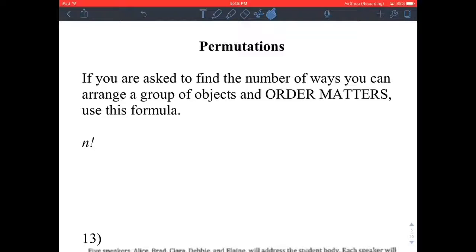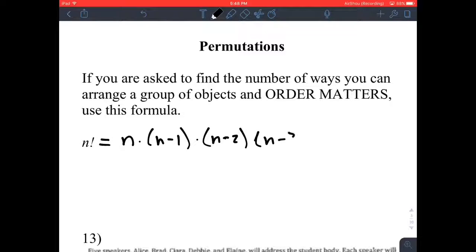Okay, so I guess I got ahead of myself. Let's just talk about permutations. If you're asked to find the number of ways you can arrange a group of objects and the order matters, use this formula. It's n factorial, which means n times one number less than n, times one number less than that, times one number less than that. Continue until you get all the way down to 1.